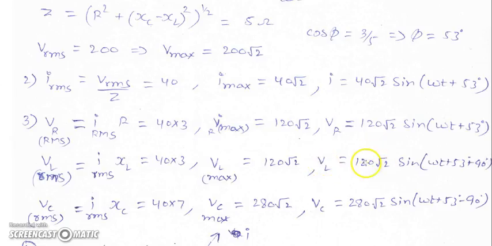So VL will be VL max into sine omega t plus 50 degree plus 90, as the voltage across the inductor leads the current phase by 90 degree, and similarly for the capacitor, the voltage will lag by 90 degree from the phase of current.